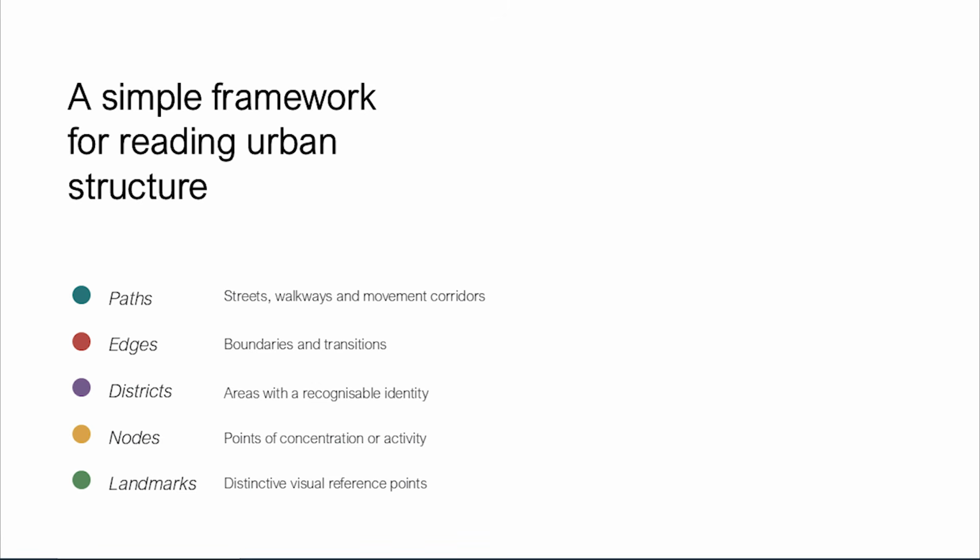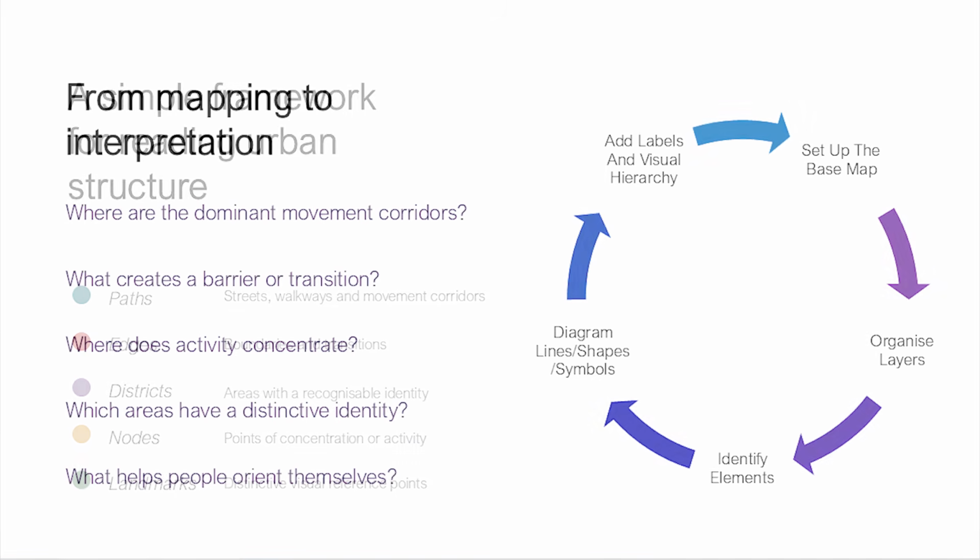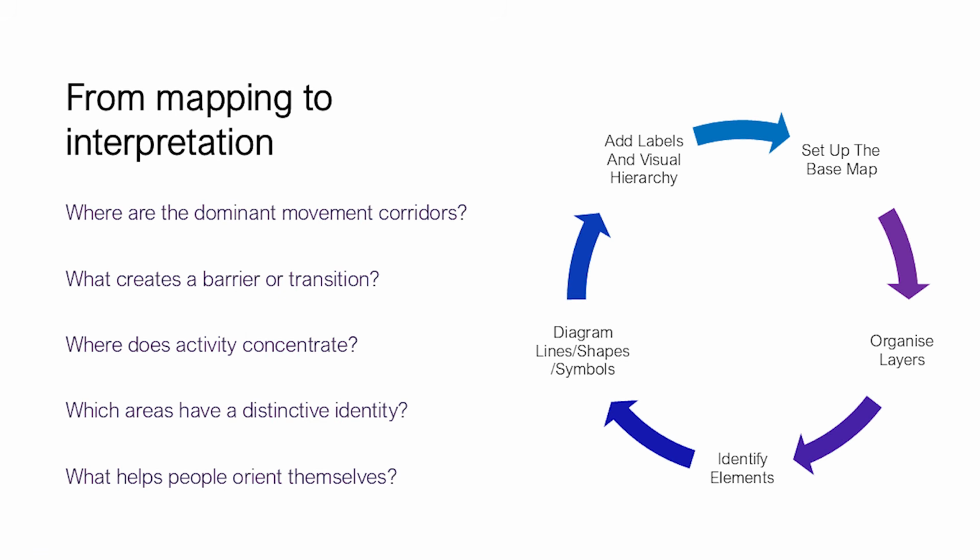And when we talk about landmarks, we will identify some of the distinctive features that provide a visual reference in that area when you begin to navigate it. So for this exercise, we will locate these 5 elements and we'll put those symbols on that map. We will also begin to interpret the urban structure.